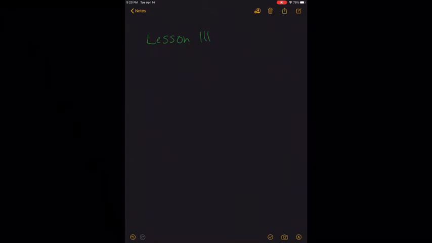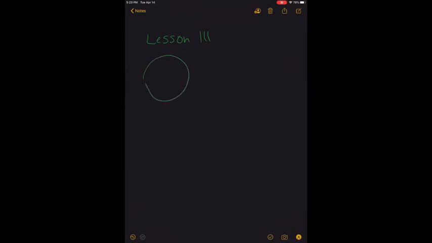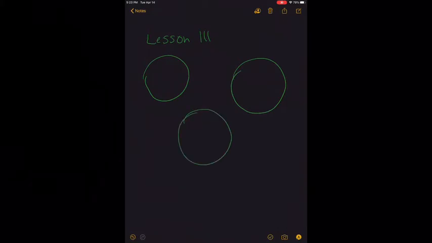Okay, so this is obviously a division problem. We're taking those 100 campers and we're dividing them up into 3 different campsites. So this is campsite number 1, campsite number 2, and campsite number 3.